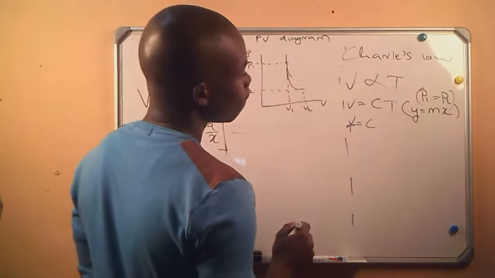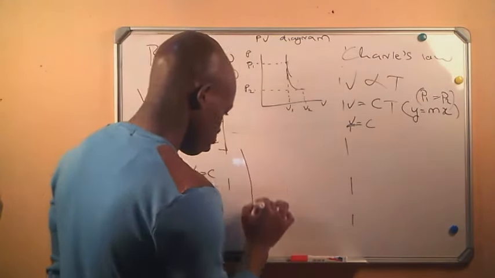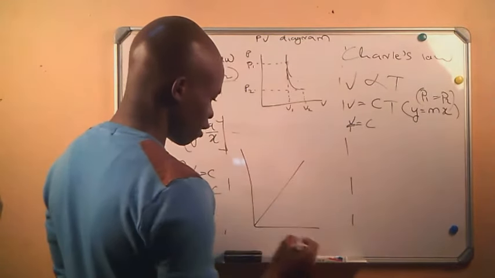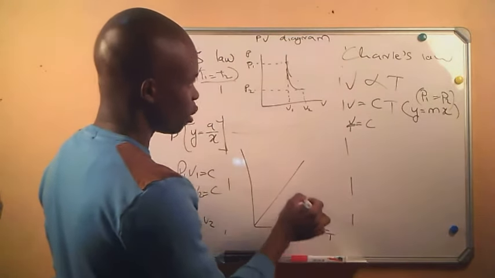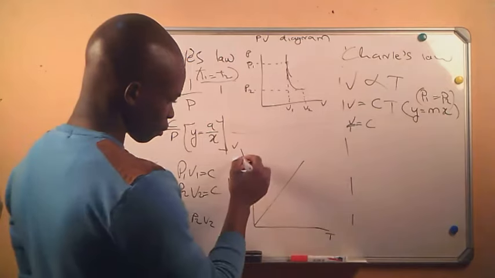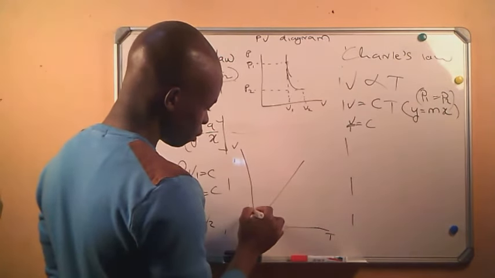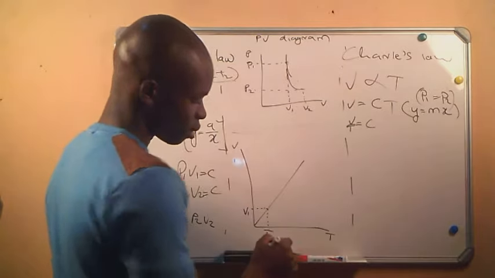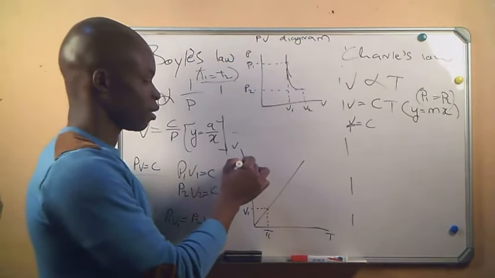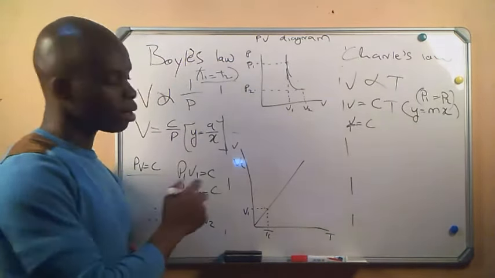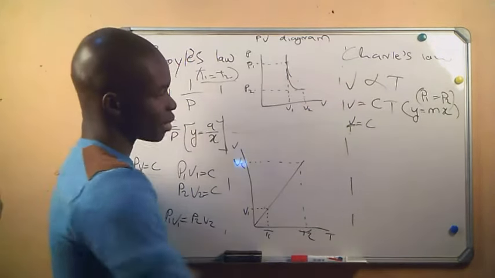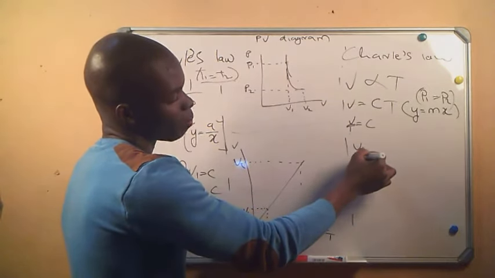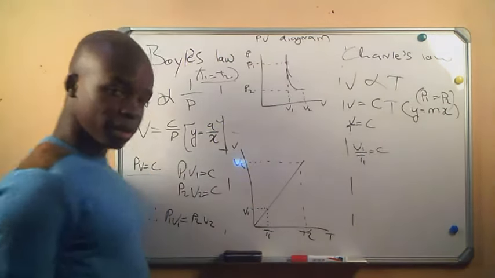We said it's a straight line graph. This is our straight line graph. We have our T, and then we have our V. With V1 comes T1, with V2 comes T2. So according to this, we know that V1 divided by T1 is equal to C.